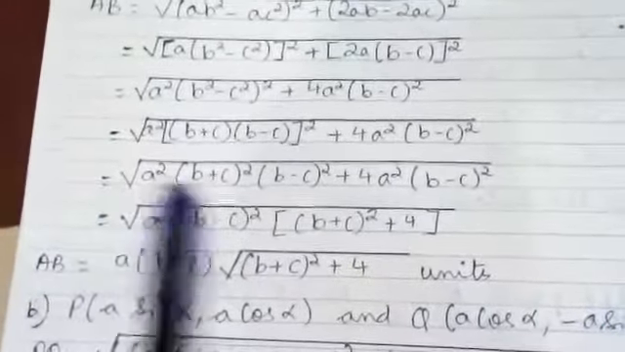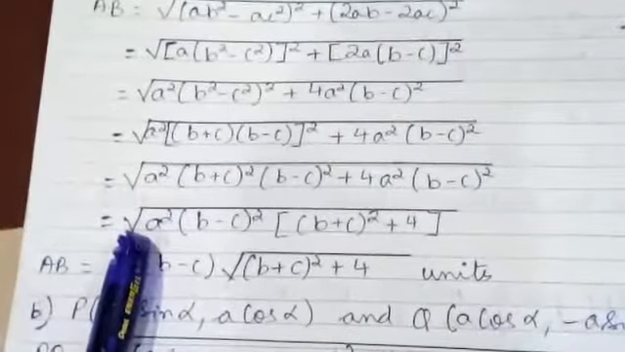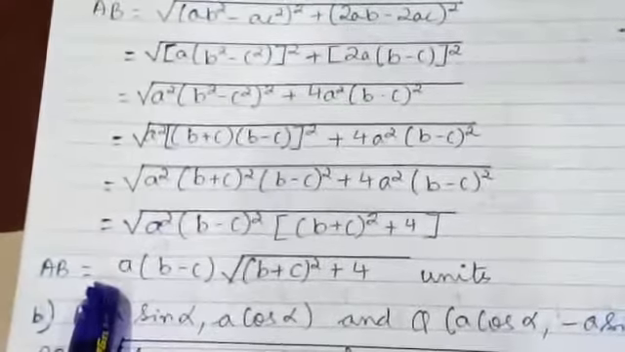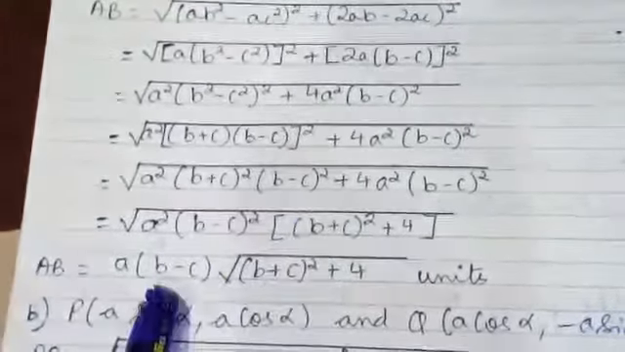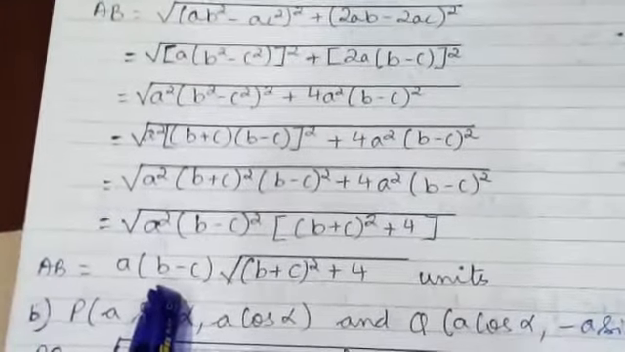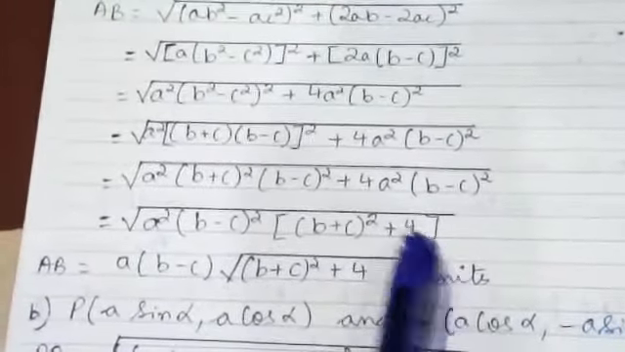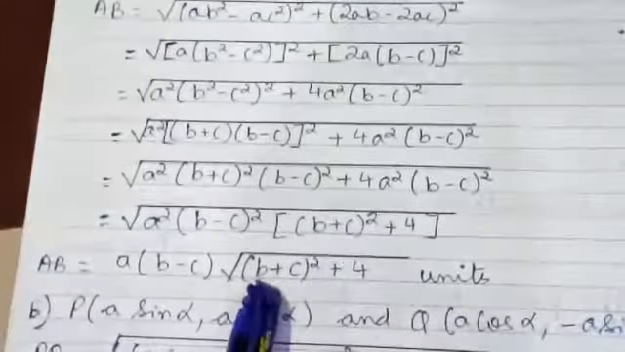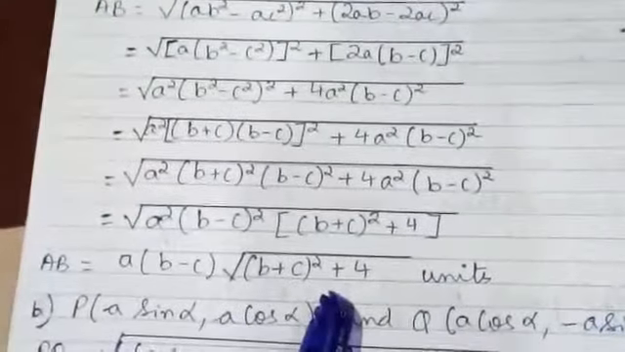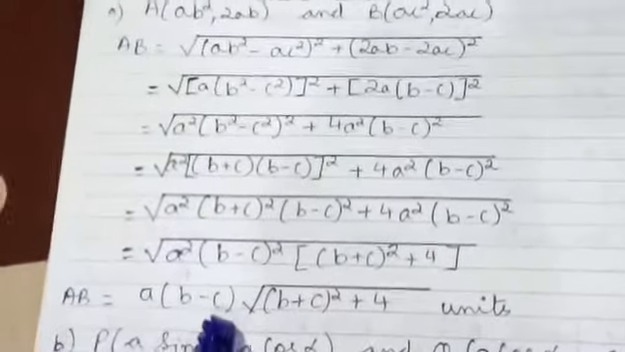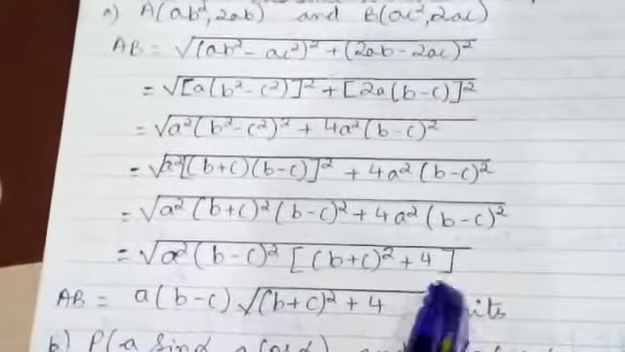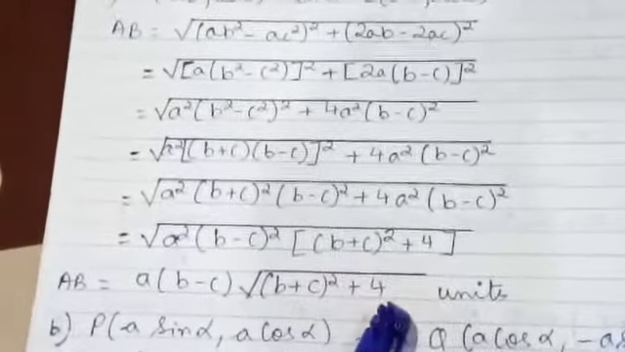Now see, we have the square root of a², so that comes out as a. Again, the square root of (b minus c) the whole square comes out as b minus c. And this expression remains under the square root: square root of (b plus c) the whole square plus 4. So AB is given by the expression a into (b minus c) into the square root of (b plus c) the whole square plus 4 units.